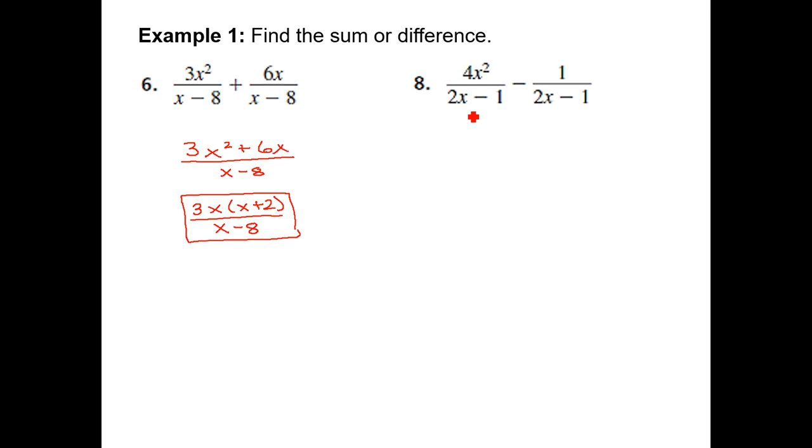For number 8, again, we already have a common denominator. So we will add our numerators together over that common denominator. And again, let's see if anything simplifies here. The numerator is a difference of perfect squares. And so we do get a factor to cancel, and the result is simply 2x plus 1.